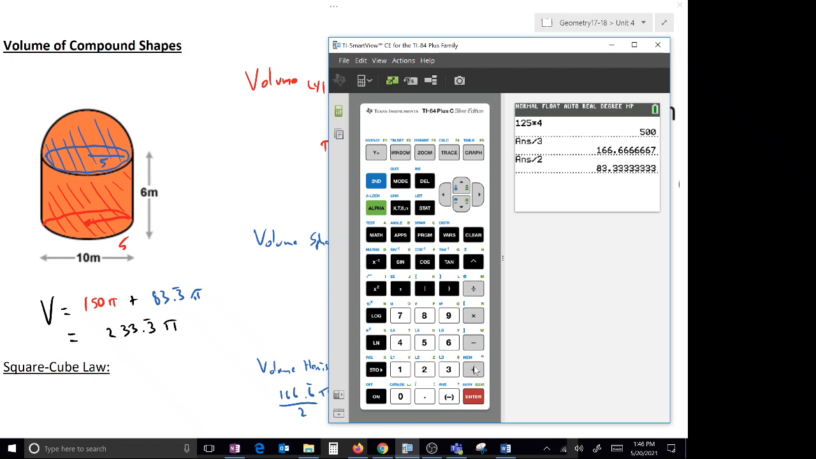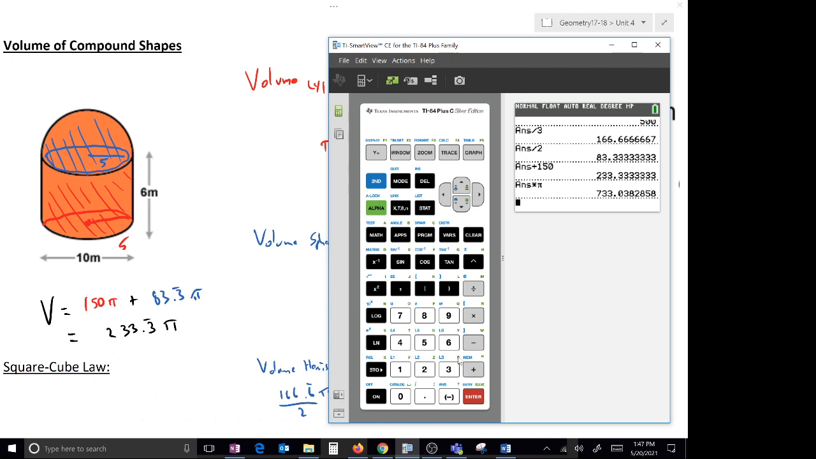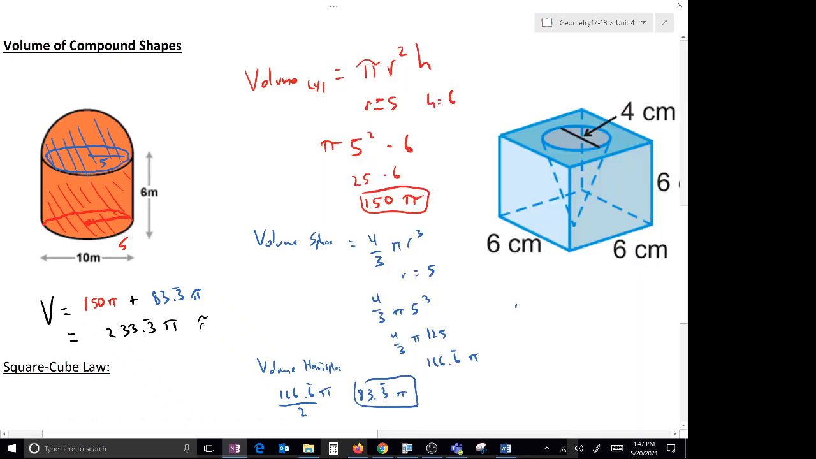So we'll just do the 83 point plus 150 times pi, and we get approximately 733 cubic meters for our volume.